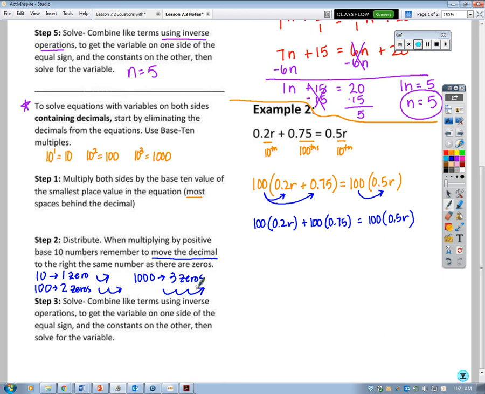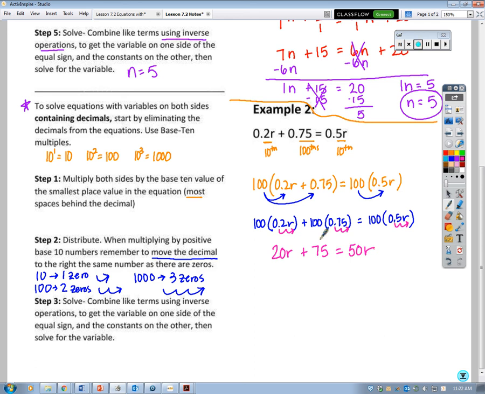In this equation, I am multiplying by 100, so I am moving each of these decimals 2 spots to the right. So here I'm going to go 1, 2, 1, 2, 1, 2. So this becomes 2, this becomes 20. So this is 20r plus 75 equals 50, 50r, right?